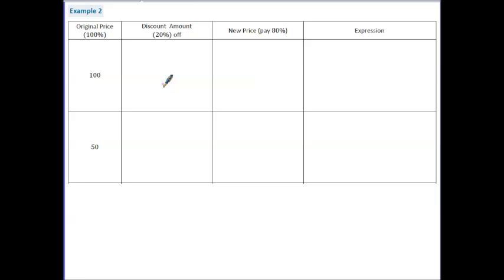So here, if my discount amount is 20% off, it means I first need to know what is 20% of the original price.